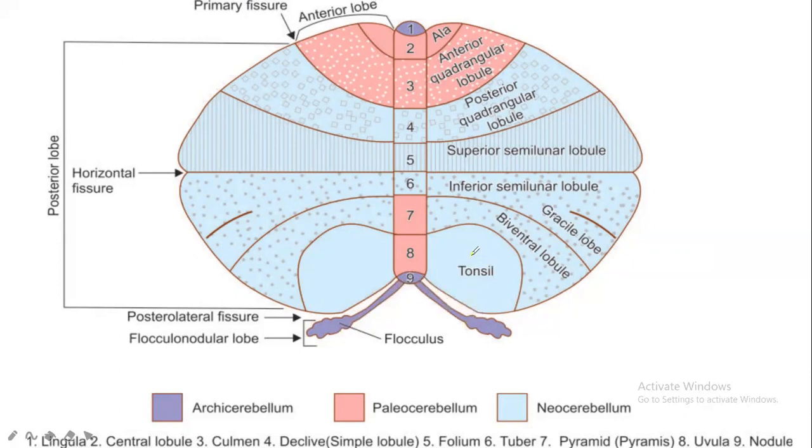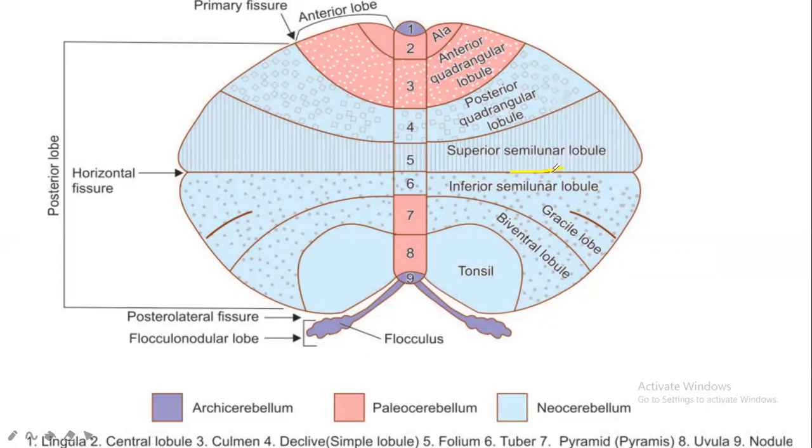Then we have a tonsil. From there, we have what we call the biventral lobule. From there, the gracile lobule. Then we have the inferior semilunar lobule and the superior semilunar lobule, the posterior quadrangular lobule, and the anterior quadrangular lobule. So we have the anterior quadrangular lobule, the posterior quadrangular lobule, the superior semilunar lobule, and then here we have the horizontal fissure. We are done with the superior surface.